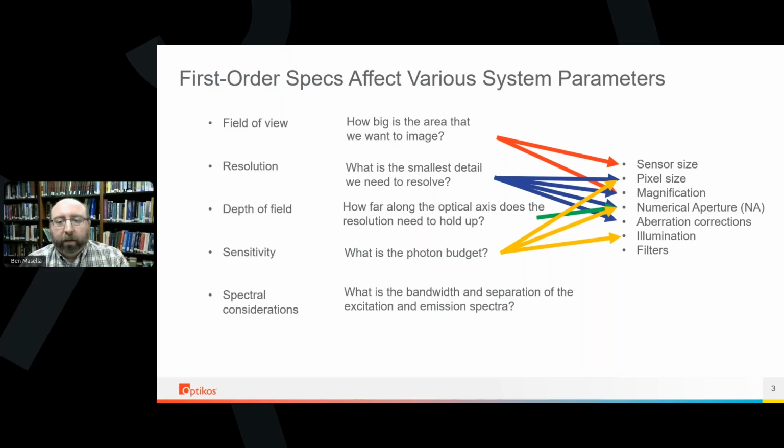And then finally, we can look at some spectral considerations in terms of, for a fluorescent system, the bandwidth of the excitation or the emission spectra and their separation, which will relate to a number of things, including how complex the optical system needs to be due to chromatic aberration. So correcting aberrations over a larger band, which includes both the excitation and the emission, can also lead to more complexity. Also, considerations involving the filter separation and your separation between excitation and emission can add complexity to the system there.